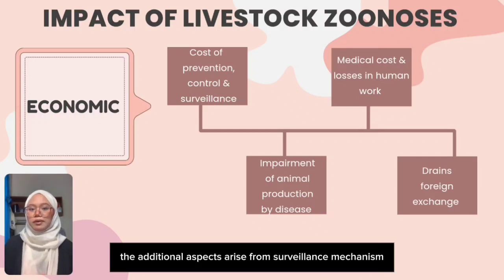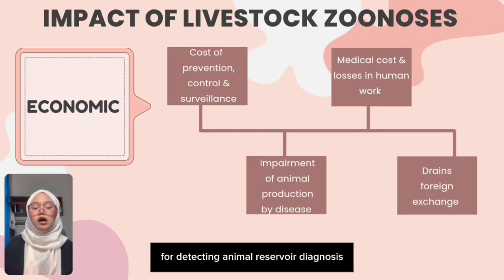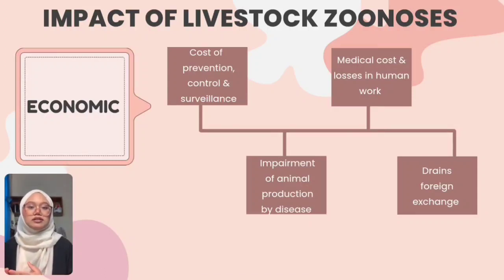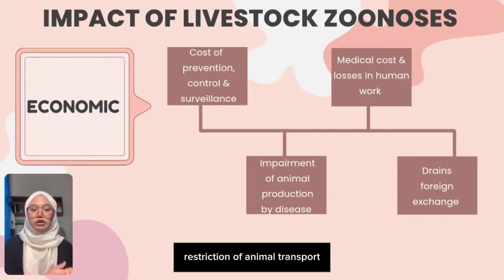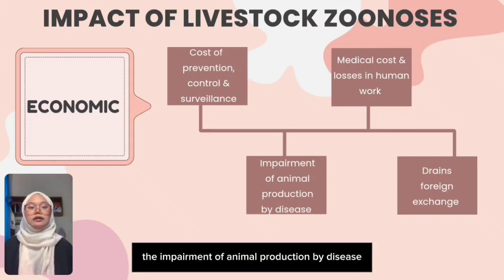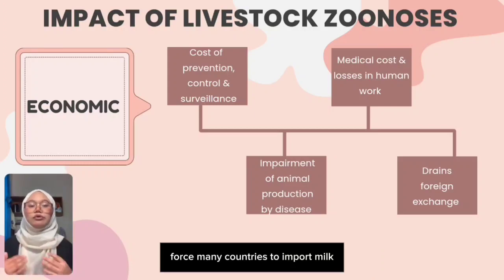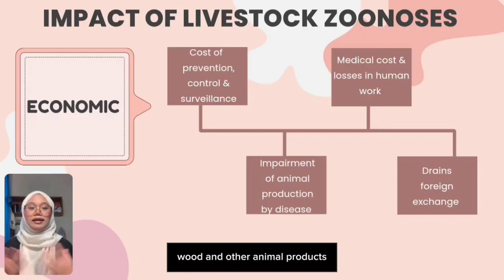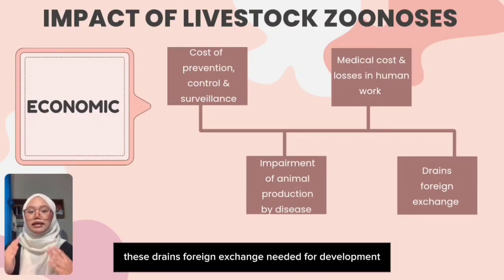The additional expense arises from surveillance mechanisms for detecting animal reservoirs, diagnosis of animal disease, quarantine of animals, restriction of animal transport, inspection of meat and milk, and condemnation of animal products. The impairment of animal production by disease forces many countries to import milk, meat, leather, wool, and other animal products. This drains foreign exchange needed for development.